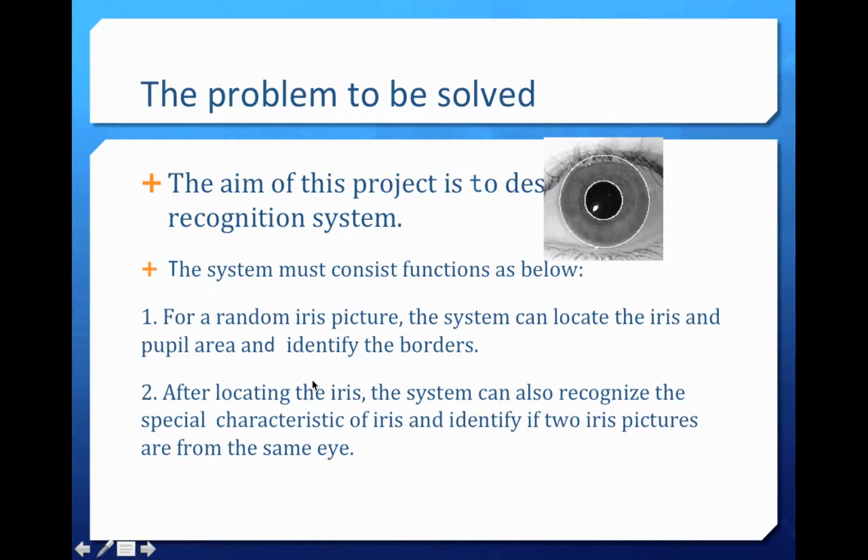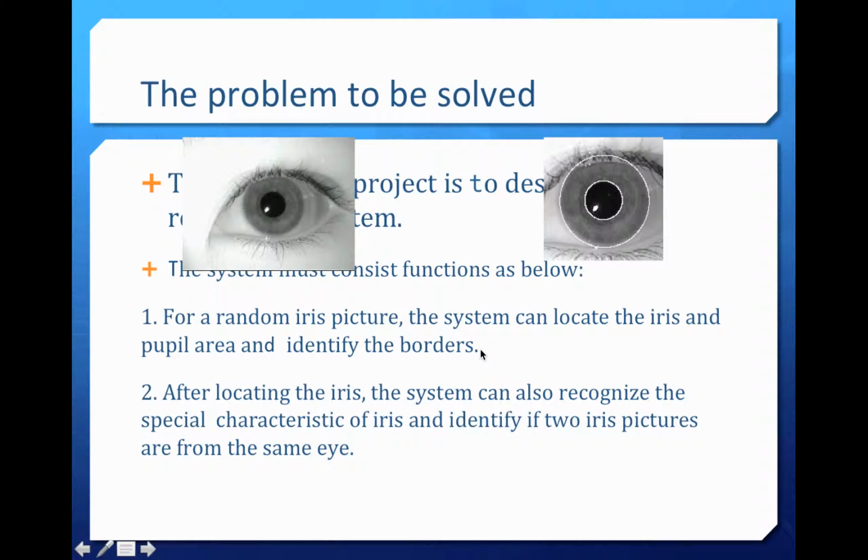Let's take this as an example. First, this is a picture of the eye, and the white circles locate the borders of the pupil and the iris. And then, if we have another picture, this system can determine if the two pictures are from the same eye.